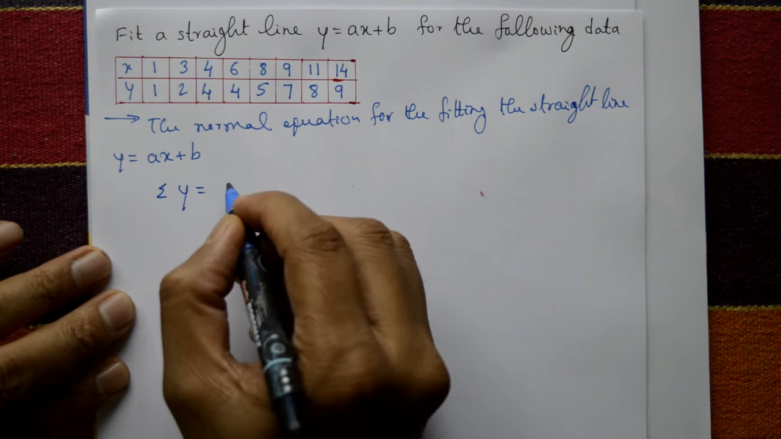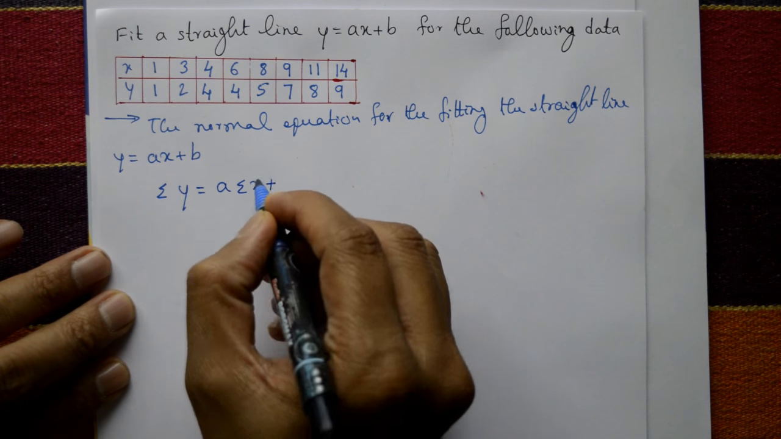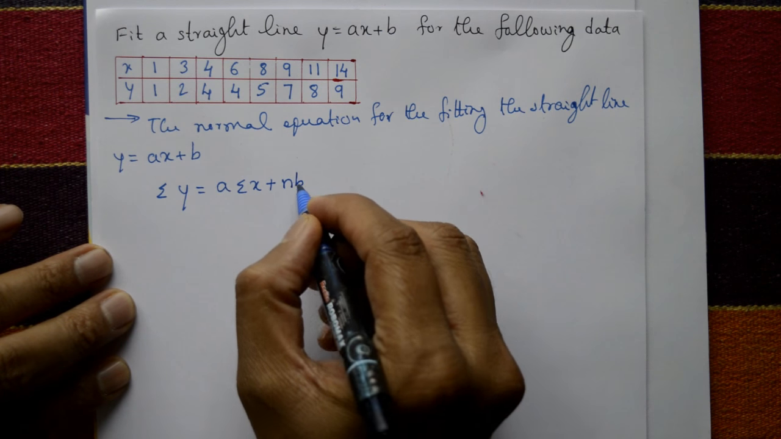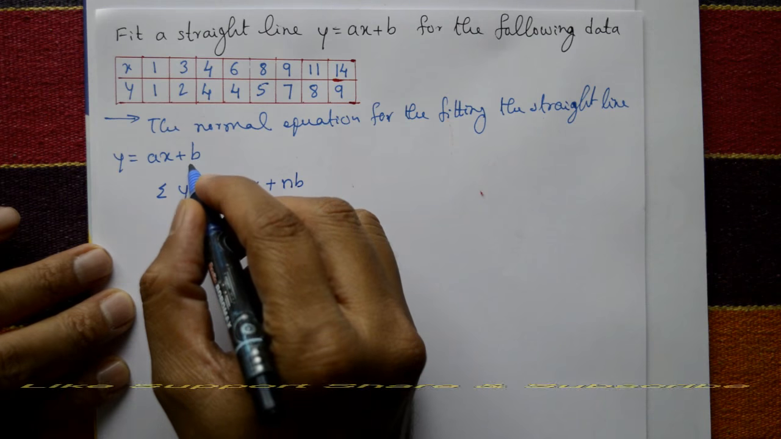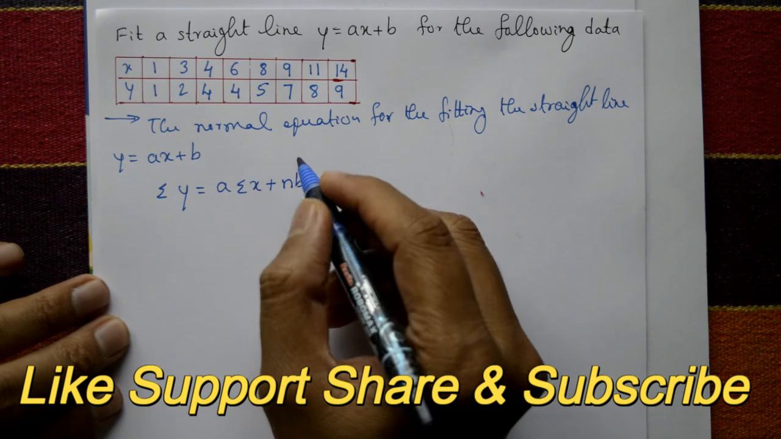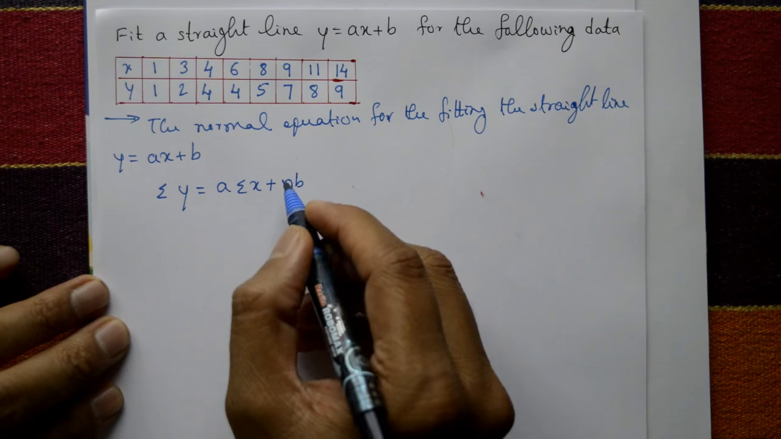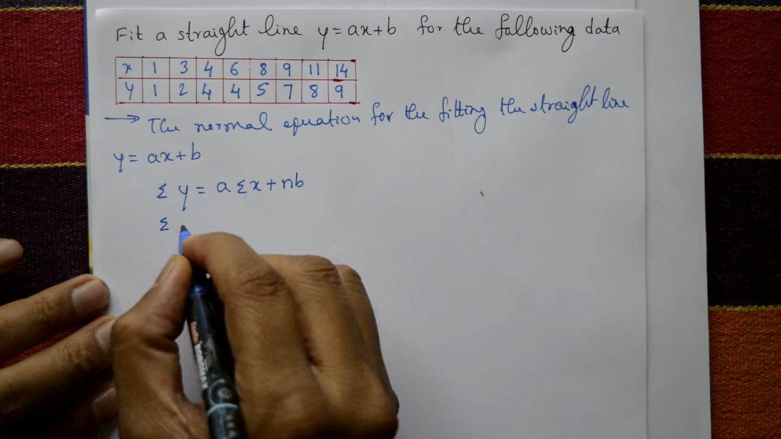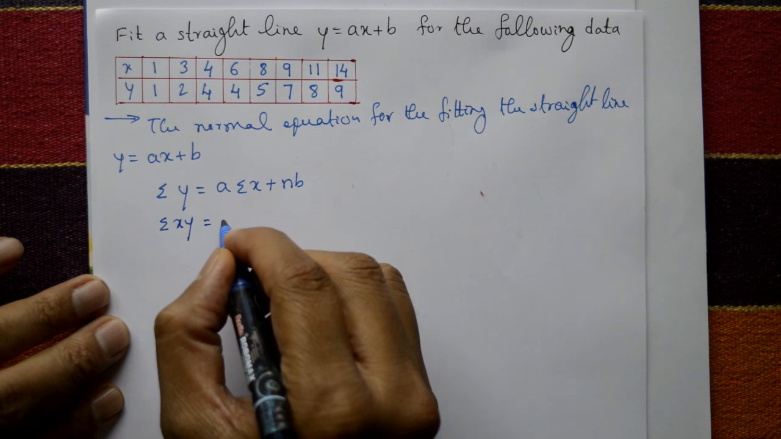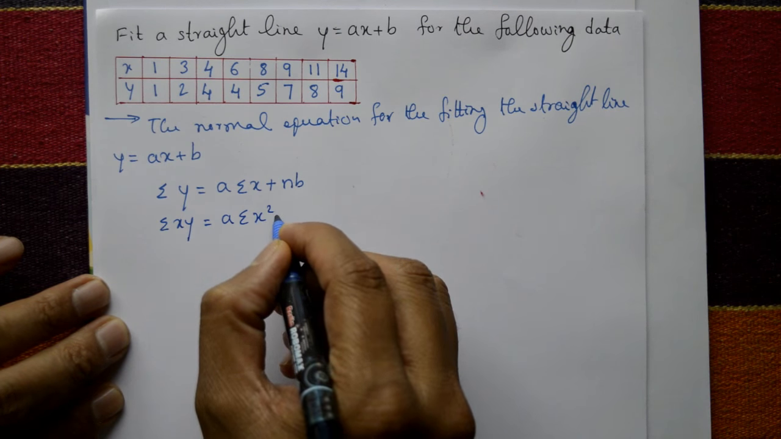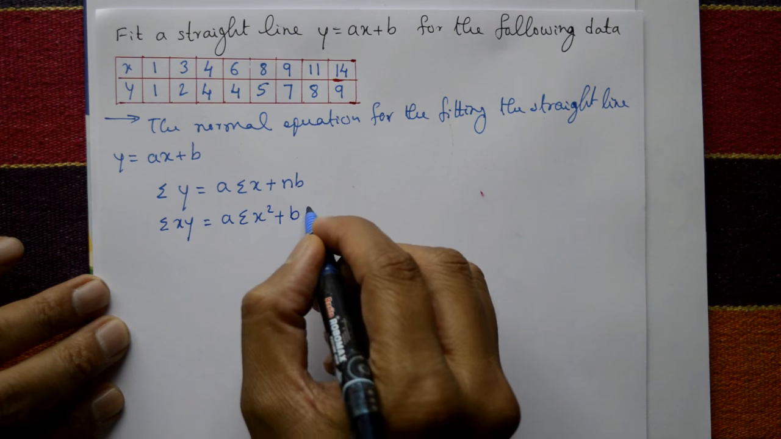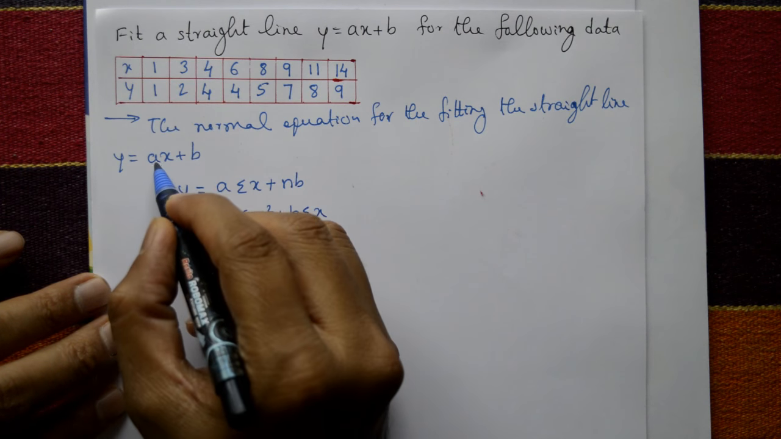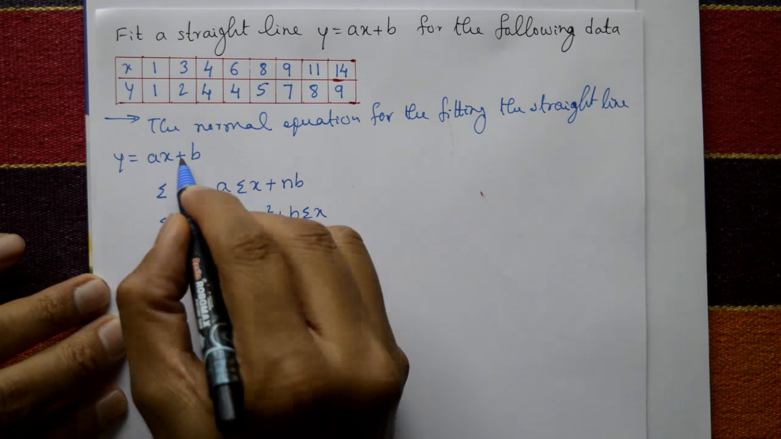summation y = a summation x + summation b. Summation b means n times b, so it is nb. Next, in this equation you multiply by x and again take summation: summation xy = a summation x² + b summation x. Now find the parameters a and b and substitute these values in the equation.